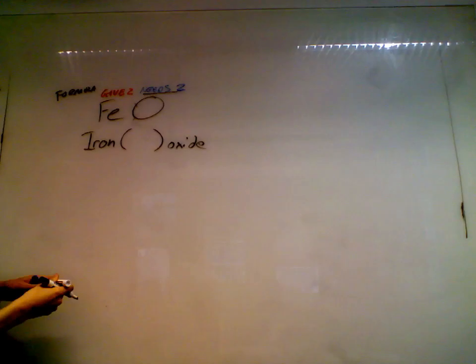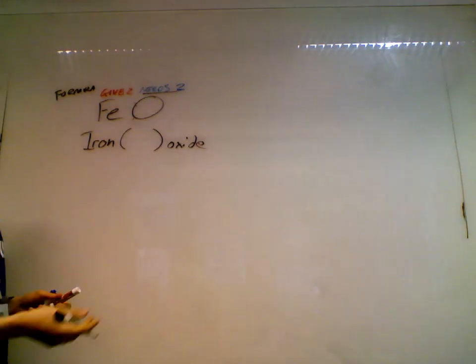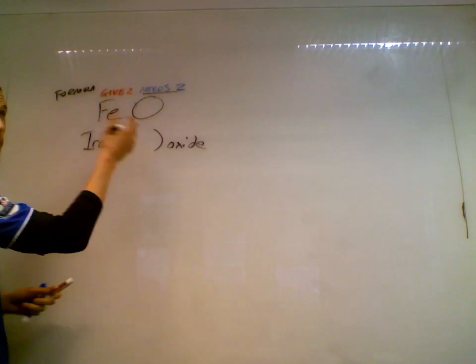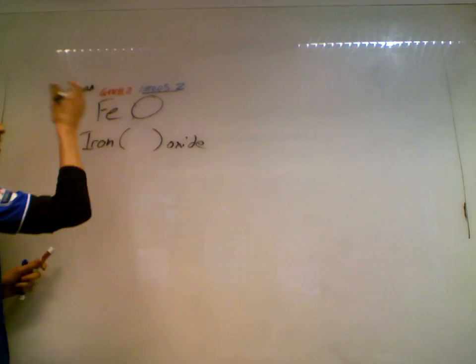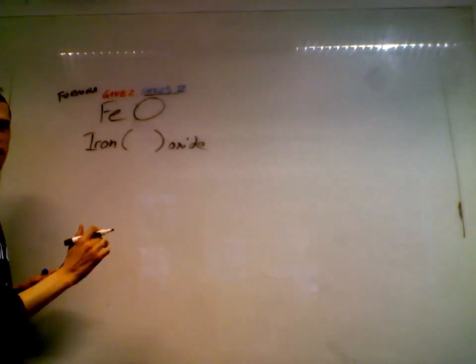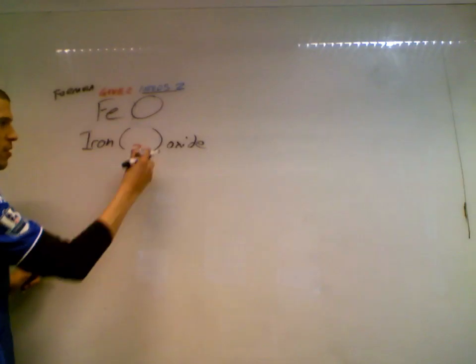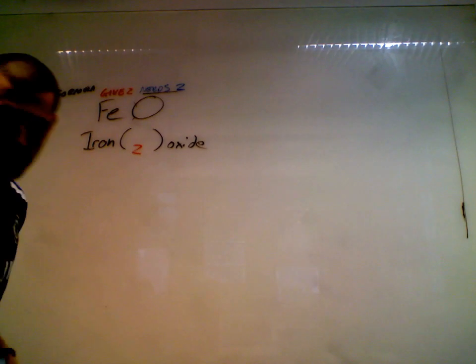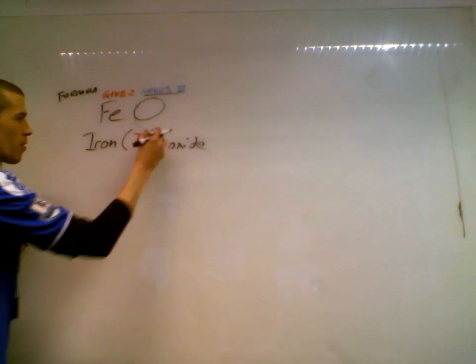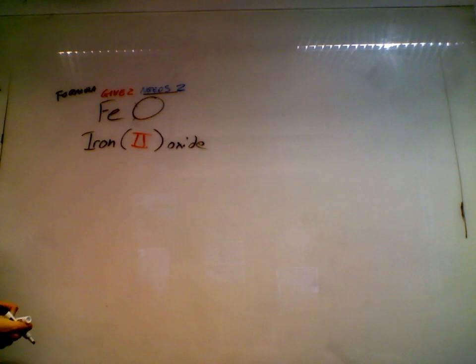Because it can give however many it needs, right? For our sake right here, it gives up as much as this one needs. So this one's going to give 2. And the way we write that is not like this. People get confused with that too. It's like a Roman numeral. Alright, that's iron(II) oxide.